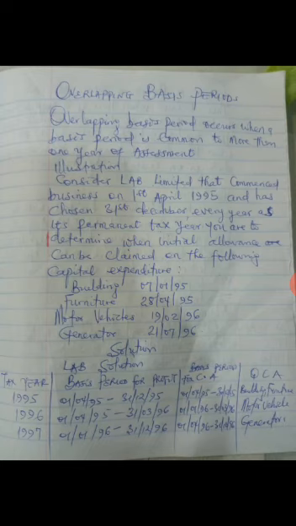So looking at the first question we have there, we say consider LAB Limited that commenced business on the 1st of April 1995 and has chosen 31st December every year as its permanent tax year. You are determining when initial allowance can be claimed on the following expenditure. We have building, we have furniture, we have motor vehicles, and we have generator.